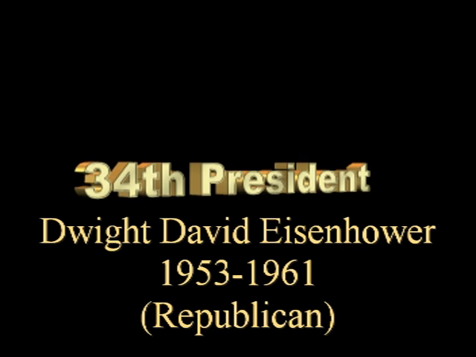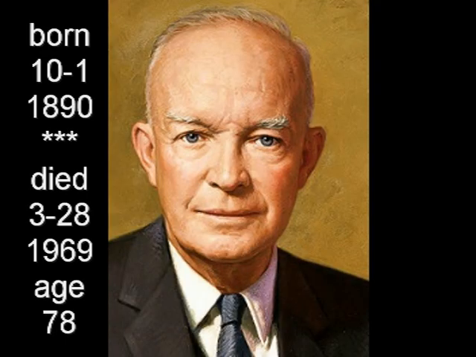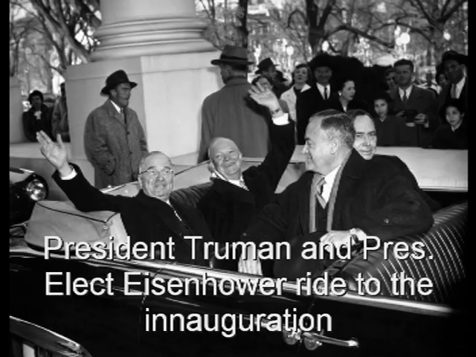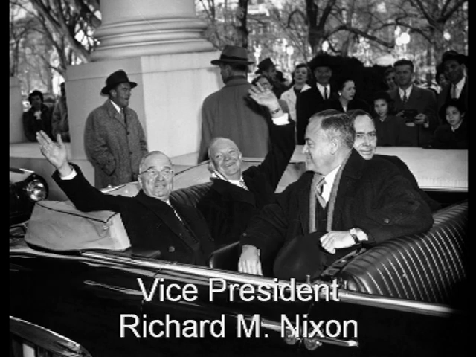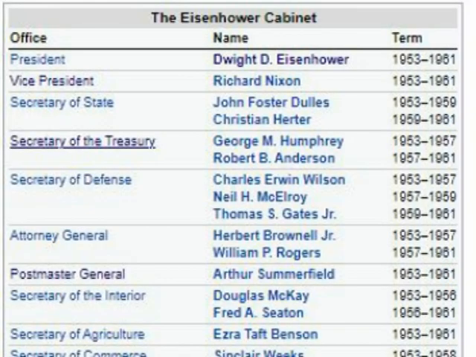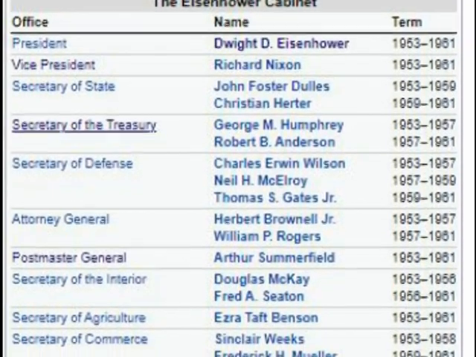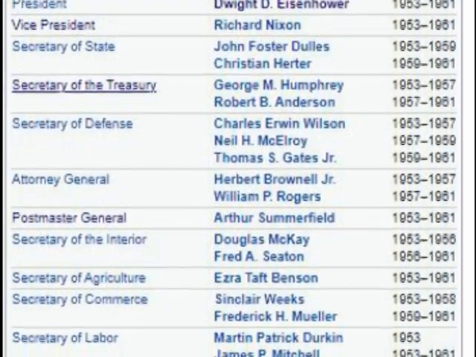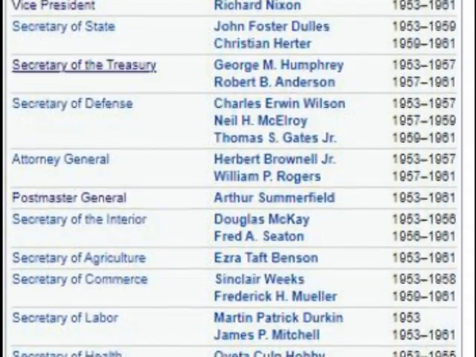Dwight David Eisenhower. The presidency of Dwight D. Eisenhower began at noon on January 20, 1953, with his inauguration as the 34th President of the United States, and ended on January 20, 1961. Eisenhower, a Republican, took office as president following his victory over Democrat Adlai Stevenson in the 1952 presidential election. Eisenhower held office during the Cold War, a period of geopolitical tension between the United States and the Soviet Union.